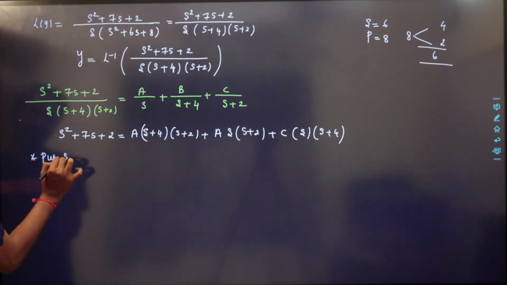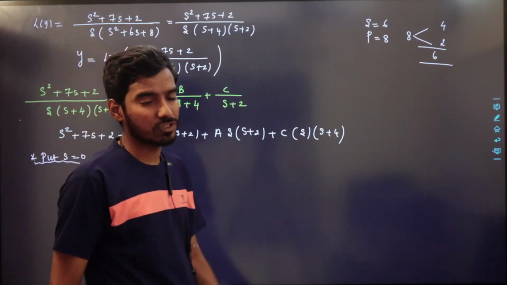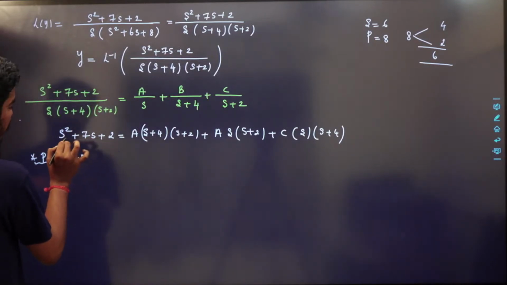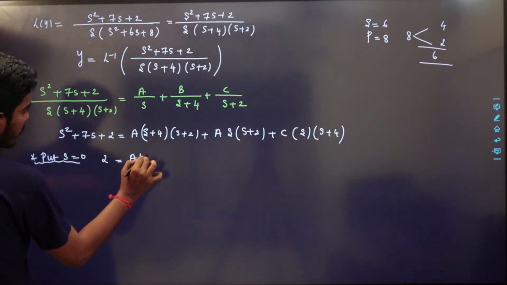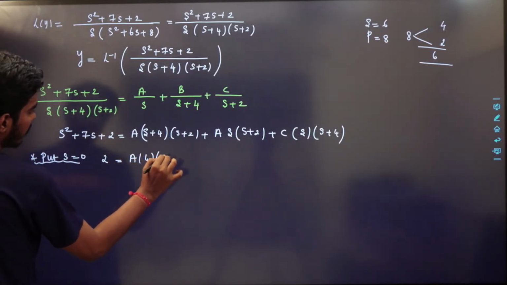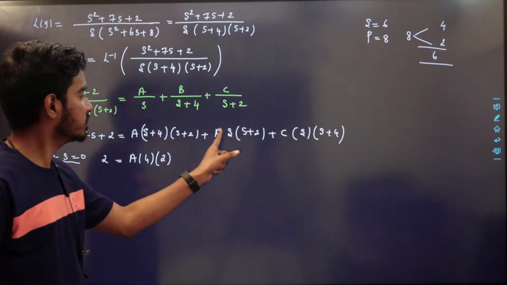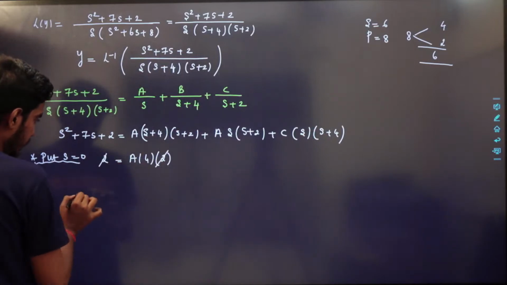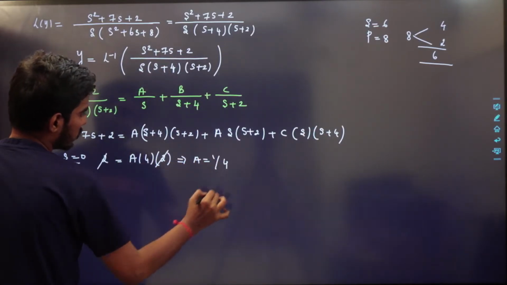So put s is equal to 0, right? There are three distinct roots, 0, minus 2 and minus 4. So plug all those values here. If s is 0, we will have 0 plus 0 plus 2, so 2 is equal to A into 4. Here we will have (0 plus 4)(0 plus 2). These two terms will be 0 because they have s as a factor, so these two will get cancelled. So we have A is equal to 1 by 4, right?